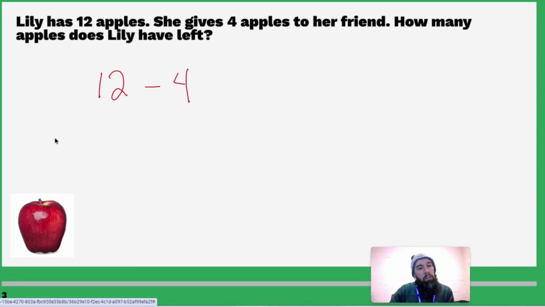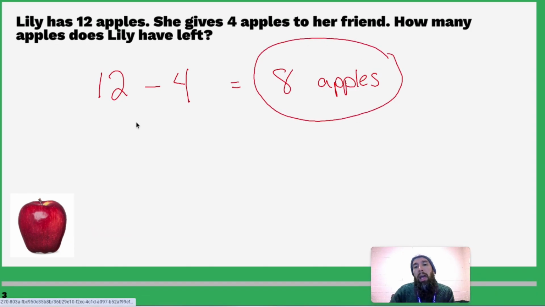Now, this is a very simple problem. 12 minus 4 is 8, but we're not going to just say 8 and circle it. How many apples does Lily have left? Well, she has 8 apples. In a word problem, make sure you use words to answer your problem. So how many apples does she have left? She has 8 apples left. And checking what we did, if she had 12 and gives away 4, 8 apples seems to make sense. So that is going to be our answer. Lily has 8 apples left.